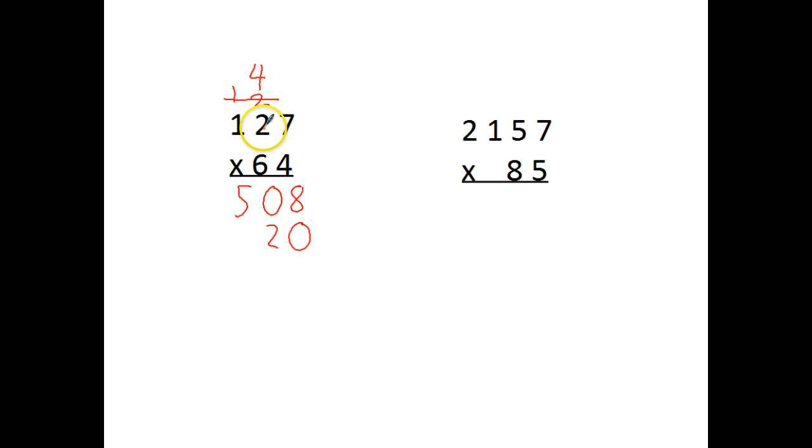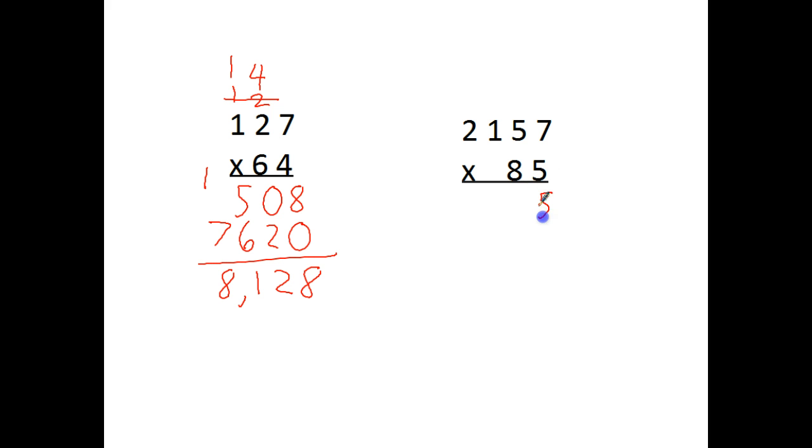6 times 2 is 12, plus 4 more, 16. Put down my 6, carry my 1. 6 times 1, 6, plus 1 more, 7. Add up my numbers. Carry my 1 from my 11 there. I'm at 8. 1, 2, 3. 8,128.